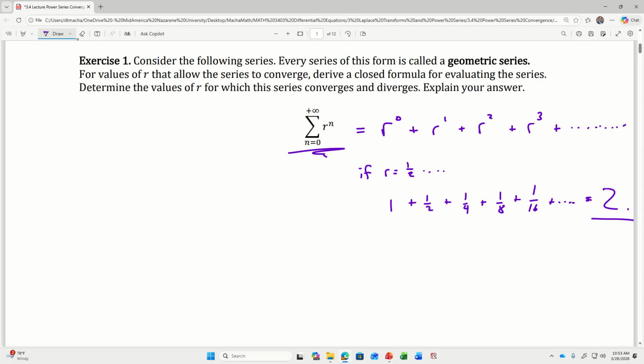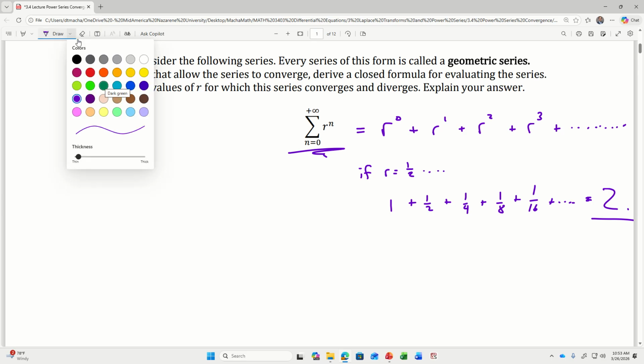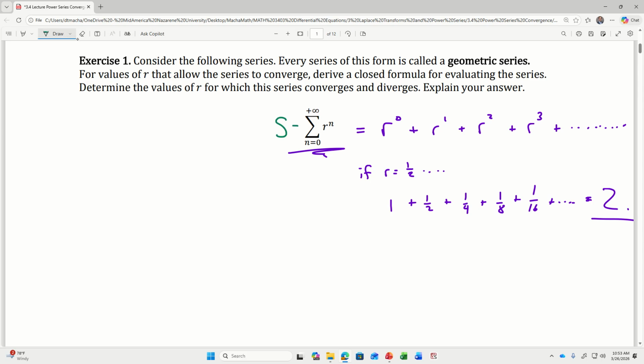The way you could evaluate a geometric series for other values of r would be like this. I'm going to call my series S. So that way S is equal to 1 plus r plus r squared plus r to the third, and so on. And then I'm also going to consider what it would look like if I multiplied my entire series by r. Well, then I would have r plus r squared plus r to the third, and so on forever, right?